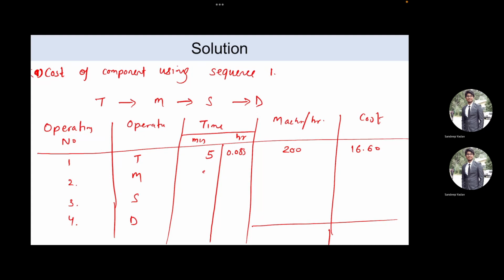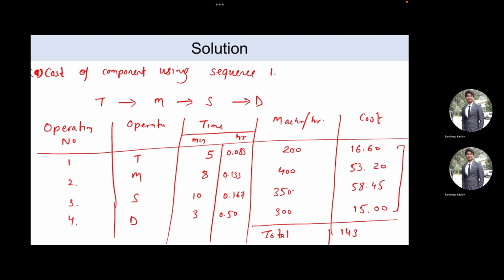Similarly, for the milling it is given as 8 minutes. If we convert that, it is 0.133 hours, and at 400 rupees per hour, finally it will be 53.20. For the shaping it is 0.167 hour multiplied by 350, finally we get 58.45, and the drilling will be 0.050 into 300, finally 15. The total, if we add all of this, we get 143.25 rupees.